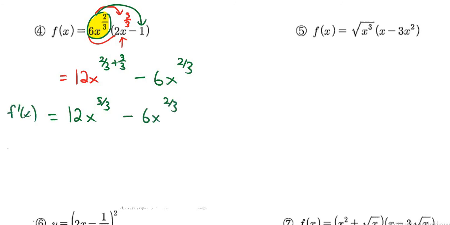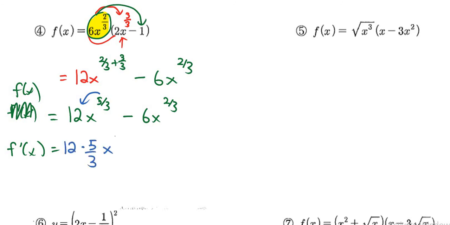Now that you've distributed that, that's not f prime of x, that's just f of x. Now we can take the derivative. So if I use the power rule and multiply this through, that's the same thing as 12 times 5 over 3 x to the power of 5/3 minus 3 over 3, minus 2/3 times 6 x to the power of 2/3 minus 3 over 3. And in this question you do have to simplify quite a bit here.